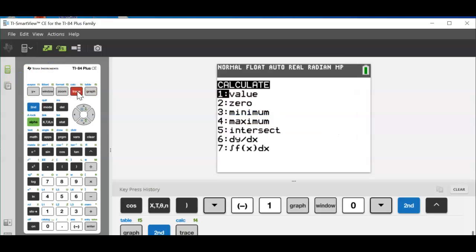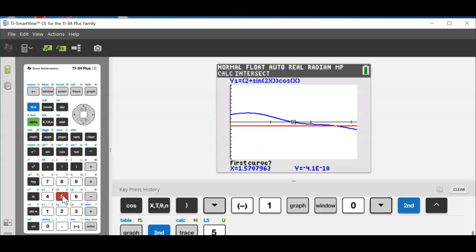Second trace, let's calculate. We need the intersection point, so 5. First curve, yep. Second curve, yep. The guess doesn't really matter, but if you want to, scroll over closer toward your intersection point. And then there we go. X equals, remember, X here is representing theta. So we're getting the 2.63, and so on.